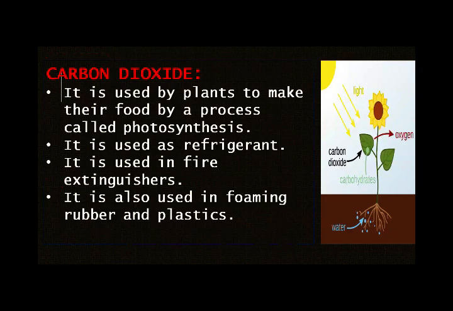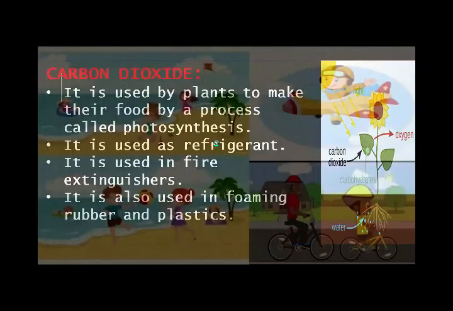The third gas is carbon dioxide. When you observe this picture, what process comes to your mind? Yes, you are right, photosynthesis. Carbon dioxide, students, as you know very well, is used by plants to make their food, and this process is called photosynthesis. It is used as a refrigerant, and the third use is in fire extinguishers. It is also used in forming rubber and plastics.